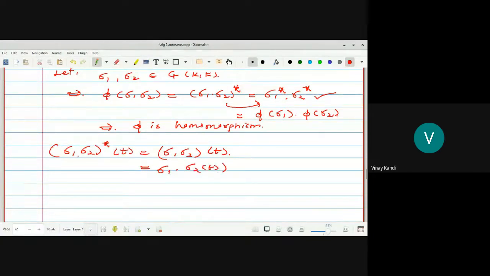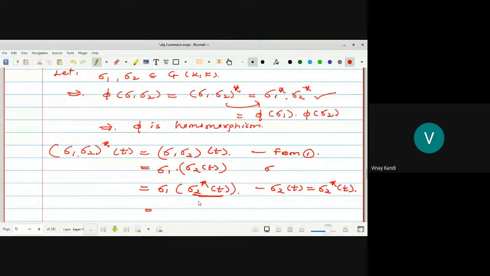Okay, what is sigma 2 of T? On T, capital T of T. This is sigma 2 star of T, from equation 1. What is the reason for this? Sigma 2 of T is equal to sigma 2 star of T. Now this is an element from T. And sigma 1 on an element of T, how will it apply? It will be sigma 1 star. This is sigma 2 star of T.